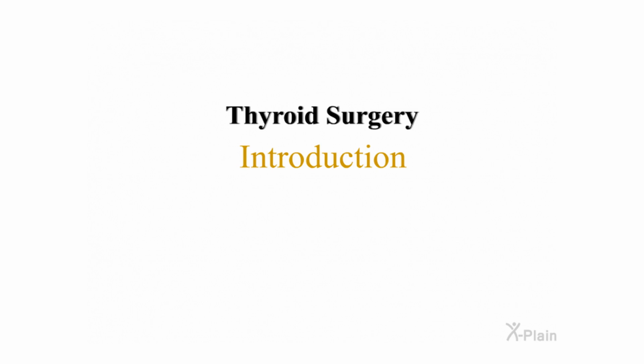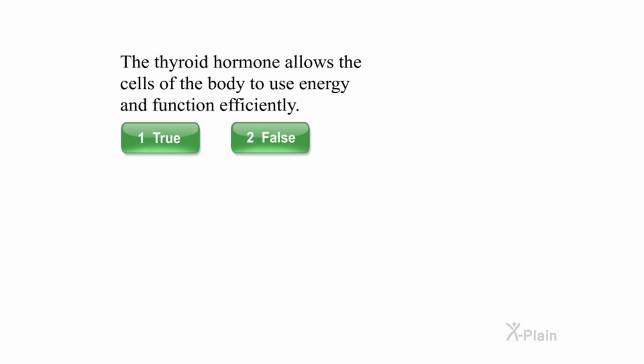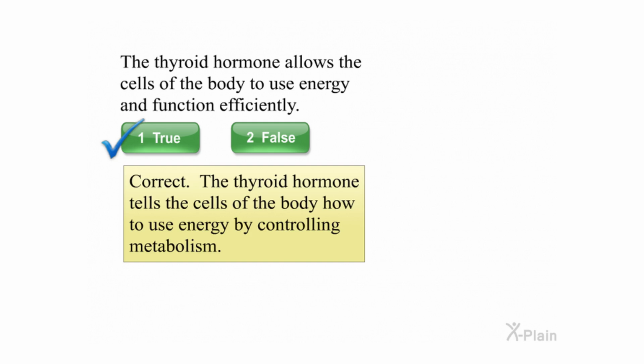Thyroid surgery. Introduction. The thyroid hormone allows the cells of the body to use energy and function efficiently. Select true or false. Correct. The thyroid hormone tells the cells of the body how to use energy by controlling metabolism.